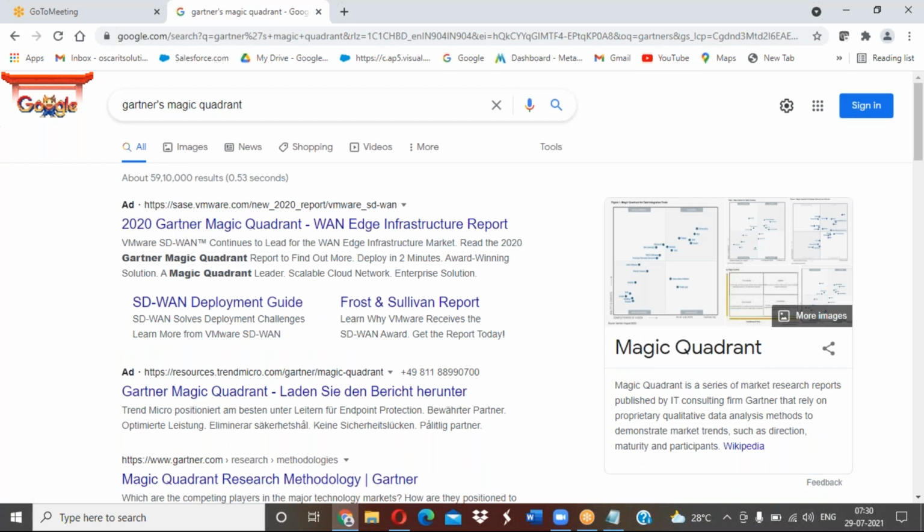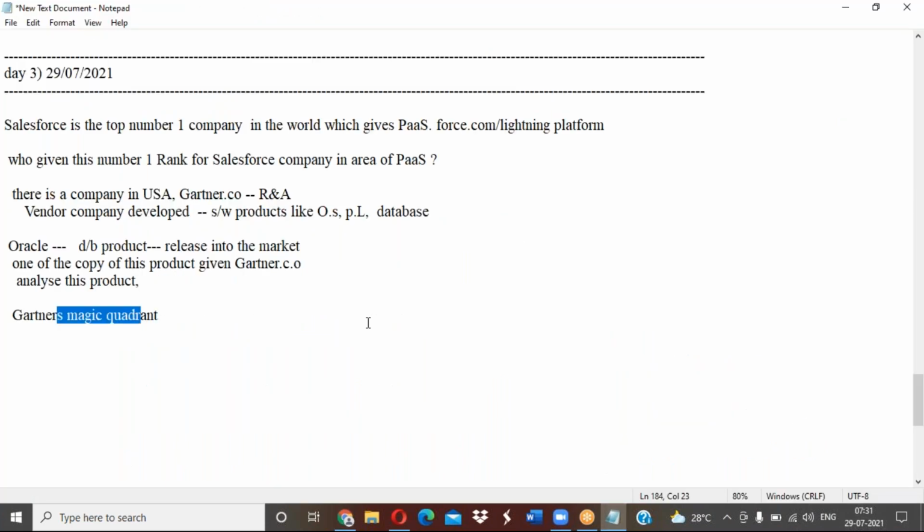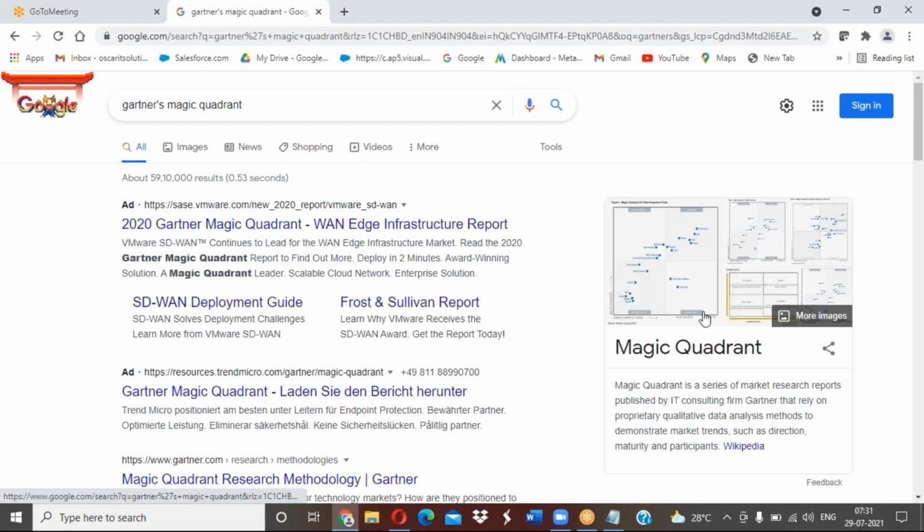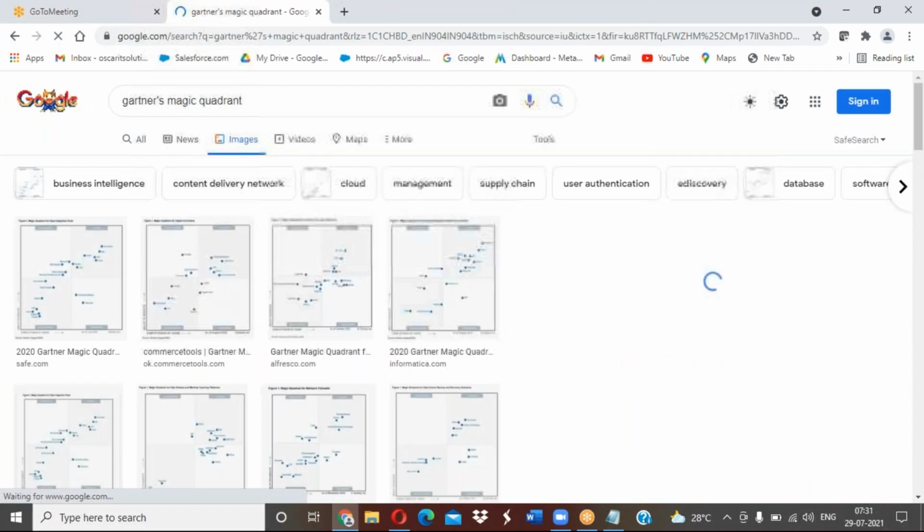In your 10th class, we have something like trigonometry. Do you remember? In mathematics, in our 10th class, the trigonometry concept is there. Yes or no? Sine theta, cos theta, tan theta. Do you remember, all of you? Yeah. In trigonometry, we have all silver teacups. Do you remember? All silver teacups. Okay. We have four quadrants. Like that, here also, we have four quadrants, guys. Look at this magic quadrant. It looks like this only. I'll show you on the screen.